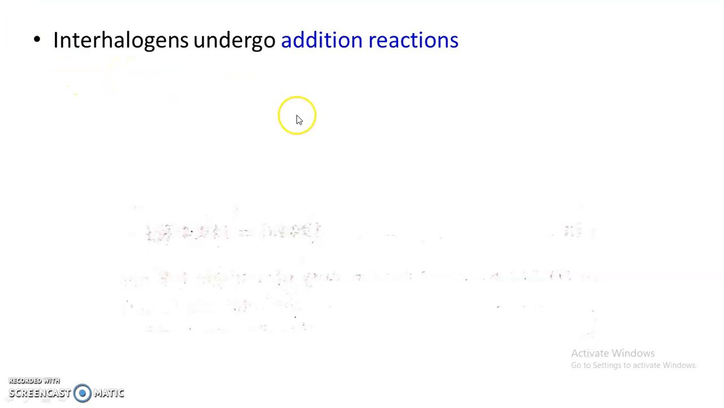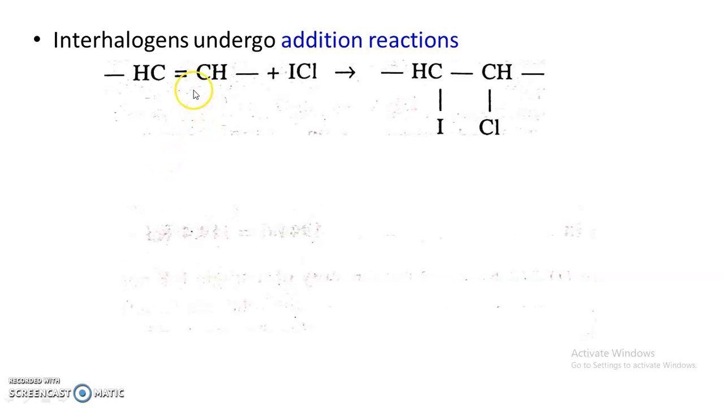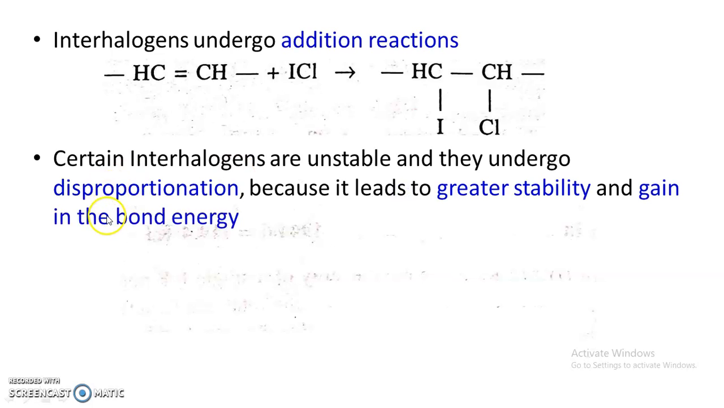Interhalogen compounds undergo addition reactions. For example, when an alkene is treated with iodine monochloride, there is an addition of two halogens, that is iodine and chlorine, across the carbon-carbon double bond, and we get an addition compound. And therefore interhalogen compounds undergo addition reactions.